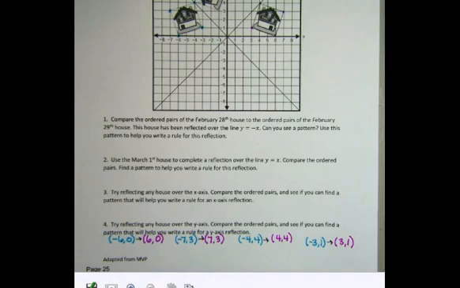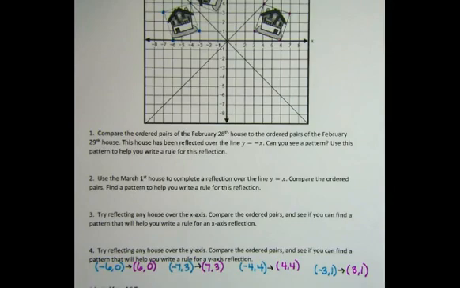For problem number 4, we were asked to select a house and reflect it over the y-axis. We selected February 28th. We recorded the pre-image coordinates for February 28th and used patty paper to reflect February 28th over the y-axis. February 28th mapped to March 1st. When we look at the ordered pairs, it seems that the x values became opposite, and the y values remained the same. We can use the function rule f(x, y) = (-x, y) to represent the reflection over the y-axis.